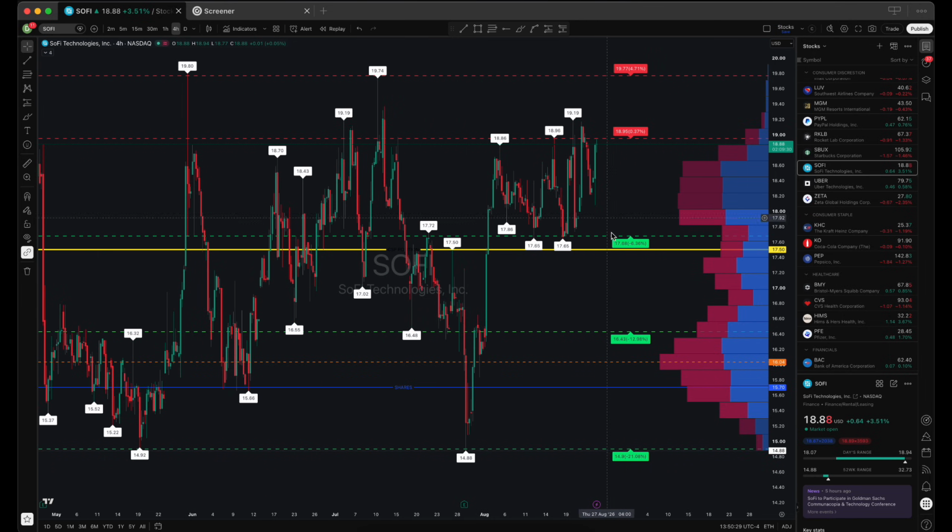But I don't just enter right at this level. The level has to make sense for me, where I'm comfortable owning the shares. So say I wanted to open a swing trade versus my option selling.